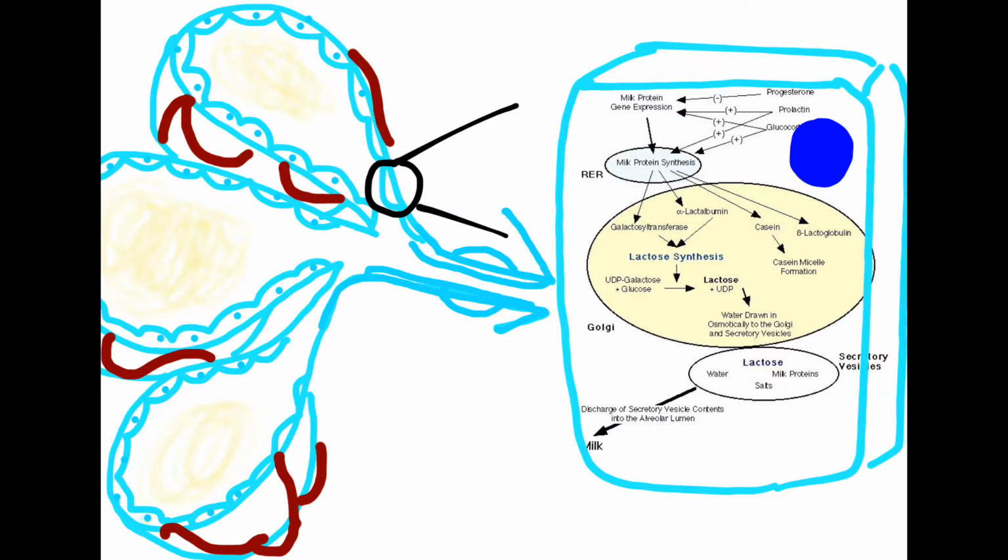Here we have the epithelial cells of the alveolus in the breast, and then we have prolactin receptors. This is the prolactin receptor, and prolactin comes and binds to it. Now this receptor is a non-tyrosine kinase receptor. Let's switch to our zoomed-in version of our epithelial cell. Now prolactin will induce gene expression for milk protein synthesis.